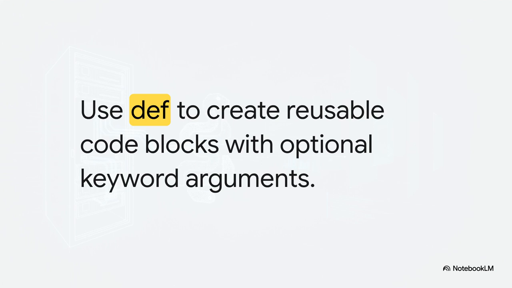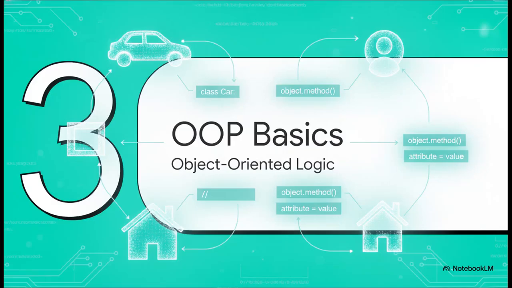This is huge because it prevents bugs from passing arguments in the wrong order, and it actually makes your code self-documenting, right at the point where the function is called. All right, let's dive into part 3, Object-Oriented Programming Basics.